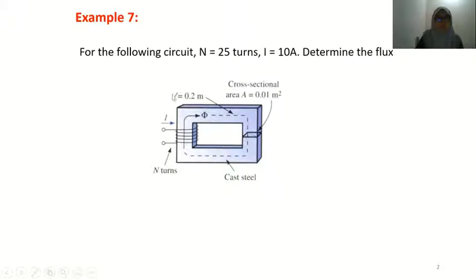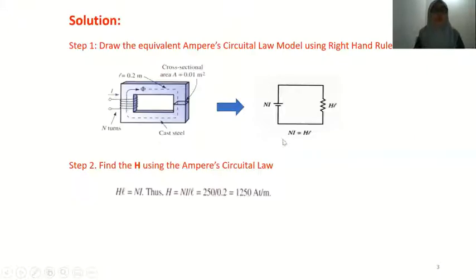For this type of series magnetic circuit, you have the same flux throughout. You have this coil with N equal to 25 turns, and the current is 10 ampere, which will produce the flux in the cast steel core with a sectional area of 0.01 meter squared. The first step is to draw the equivalent Ampere circuit law using the right hand rule.